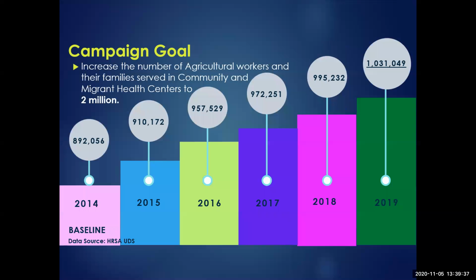And since the campaign was launched, we have seen a steady increase in the number of ag workers served in our health centers throughout the US. And actually, our 2019 information shows that we have exceeded the 1 million mark of ag workers served. That's the first time that we've reached 1 million served in the history of the program. And the goal of the campaign is to reach 2 million. So we're halfway there, but we want to go to 2 million and beyond. And we need your help to do that. We need to continue working toward increasing access to care for ag workers.